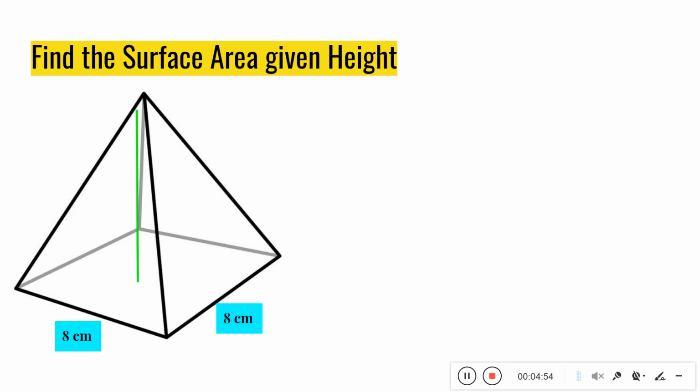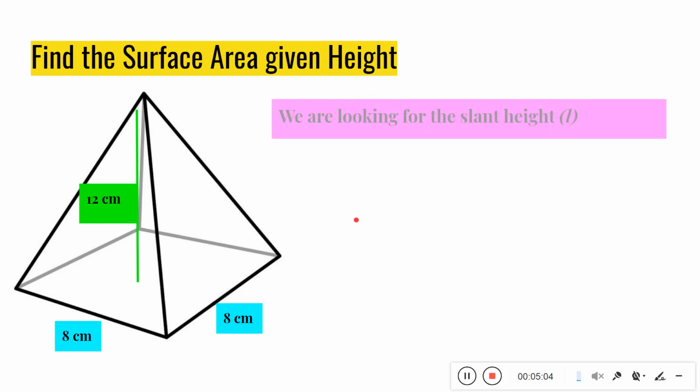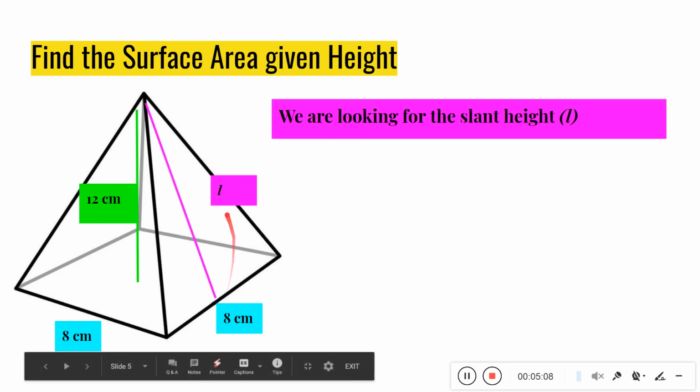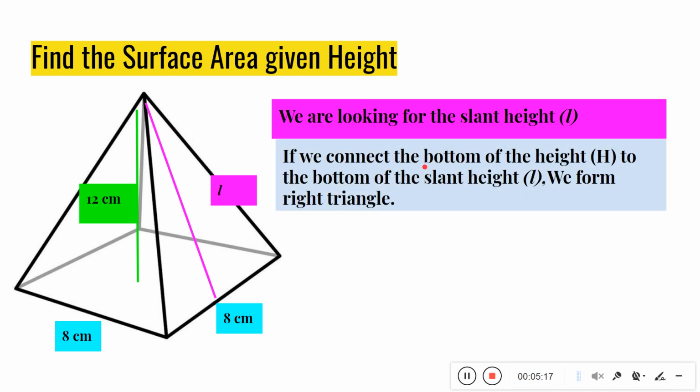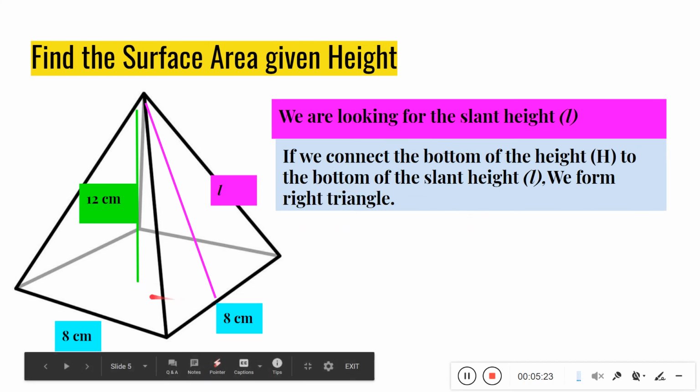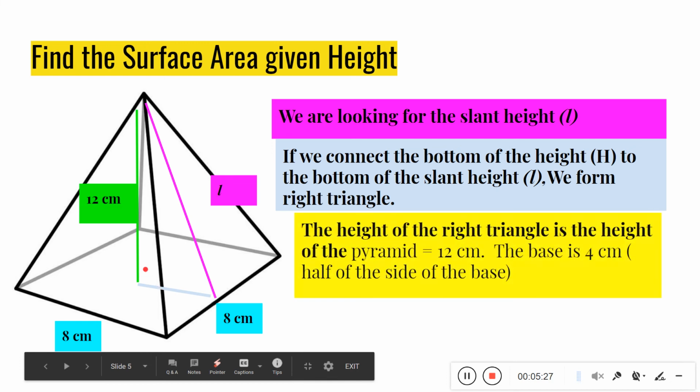Okay, so here's our picture again. Remember, this is supposed to go to the apex up here. This green height goes from the apex right down to the middle. That's 12. We're looking for the slant height. We'll call it L. Use that little italicized cursive L. And that's the one that rides up the side of the pyramid. So if we connect the bottom of the height to the bottom of the slant height, right down here, watch, we form a right triangle.